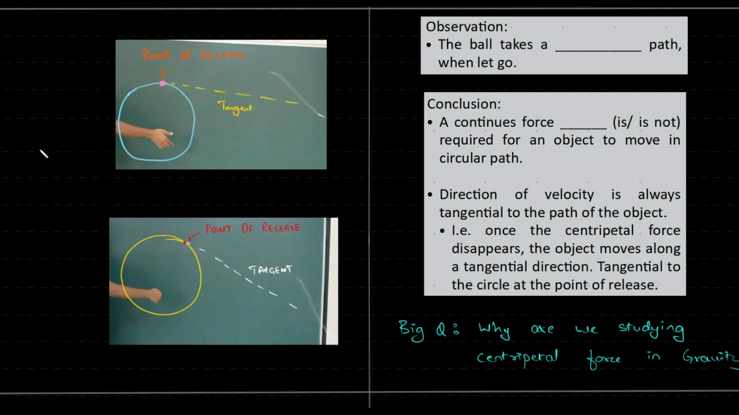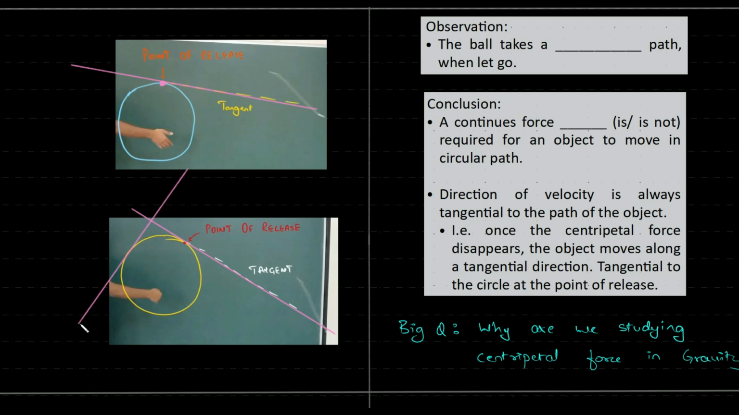Remember tangent? I taught it initially. Tangent is a line which touches the circle. Right, let me show this. It touches the circle at a single point. So here in the second example, I released it somewhere over here, and you can see it's taking a tangential path. And in the third example, I released it over here, and there also it took a tangential path.